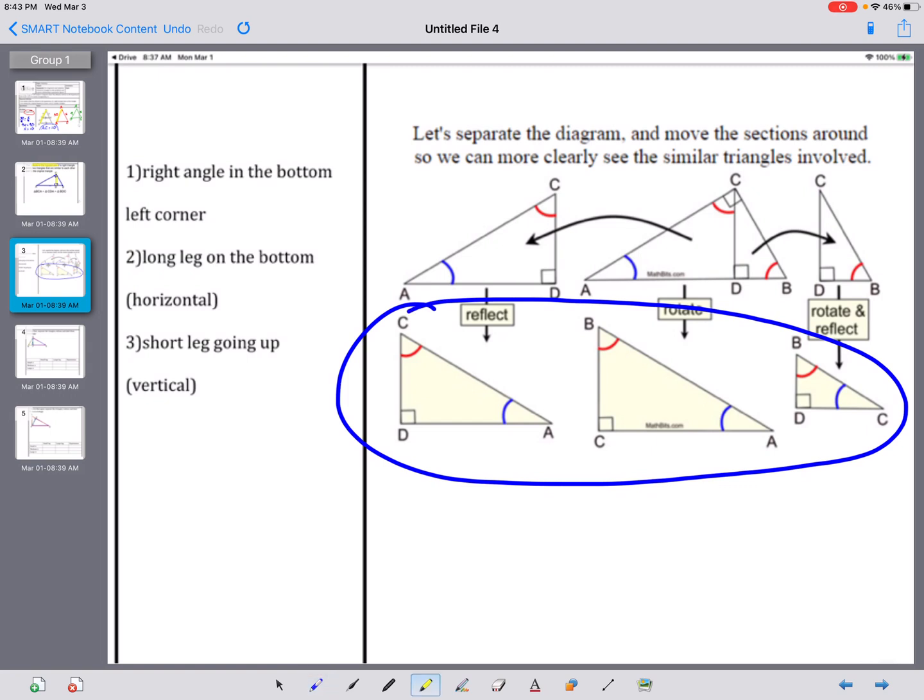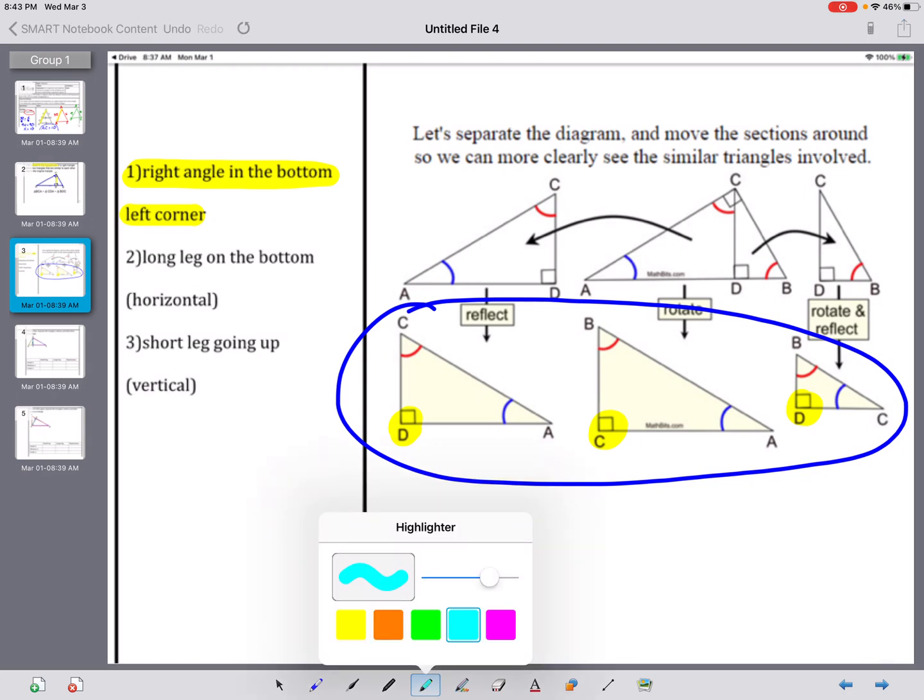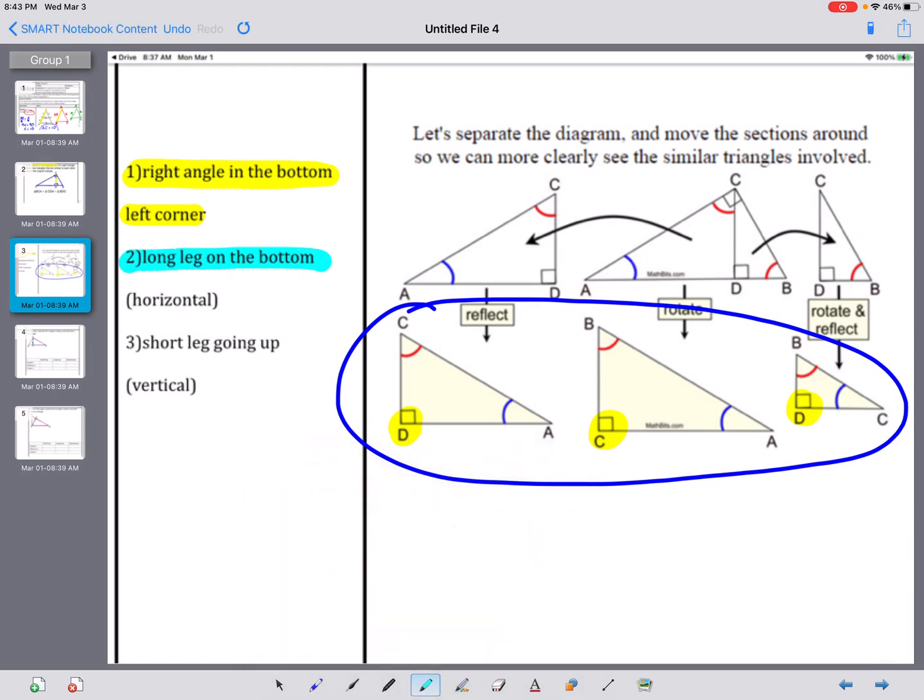Now I gave you a couple hints on how to do that if you're a visual learner and you want to try redrawing them. First, start off by making the right angle in the bottom left-hand corner. And you can see that done for all three of these diagrams. They're all right angles, bottom left. Second thing you want to do is put the long leg on the bottom. Remember a right triangle has two legs and a hypotenuse, so you want to put that long leg for each triangle on the bottom. And that's what's done here for all three of these triangles. That's the long leg of each triangle.